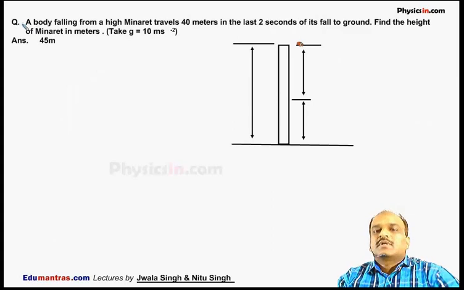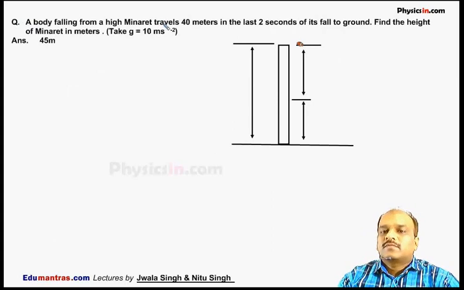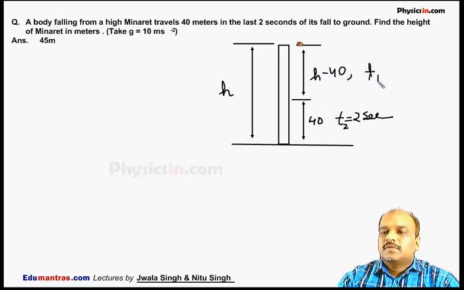Next question is, a body falling from a high tower travels 40 meter in the last 2 seconds. So this distance is 40 meter and the time is 2 seconds. Find the height of the tower. We don't know the height, but we know in the last 2 seconds it traveled 40 meter. Let the height of the tower be h. So this height becomes h minus 40, and let this time be t1.